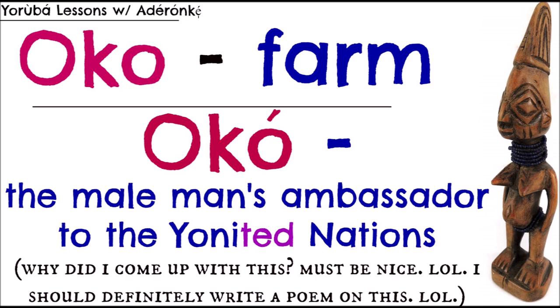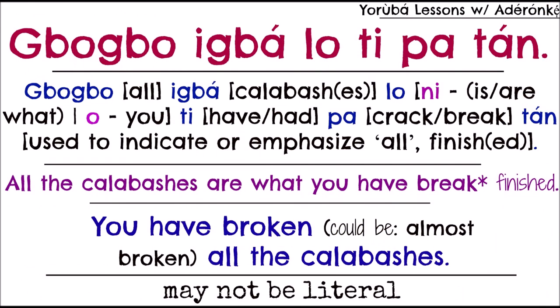Okay, let's move on. Gbogbo is all, igba is calabash, or calabashes, because you've said all, you can't say all calabash, and at that point you know it's more than one, so all calabashes. And this is just English specific, I'm just trying to make it make sense in English.